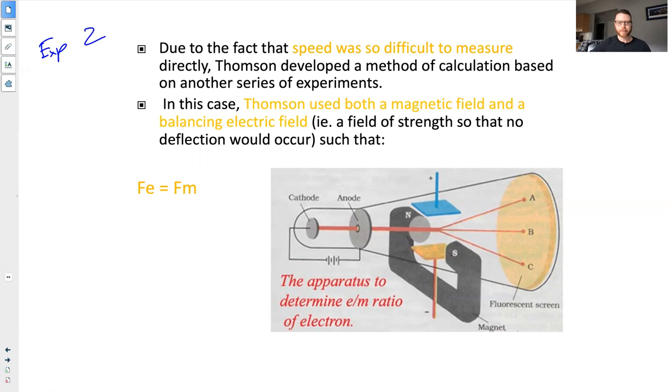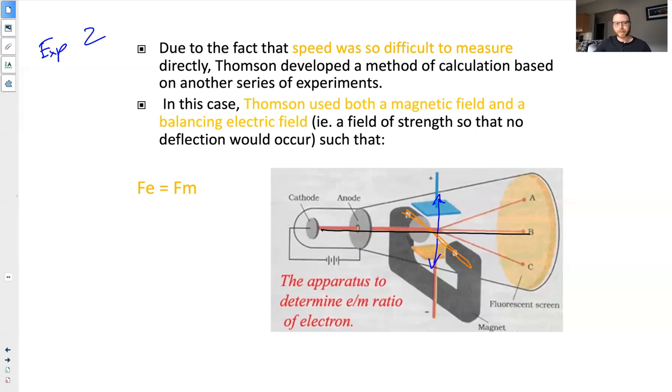He used a magnetic field and a balancing electric field. What we mean by a balancing electric field is that it was adjustable, so he could adjust the strength of the electric field. He was trying to find the ratio between the electric field strength of these plates and the magnetic field, which we see going across in our magnets. He wanted to make sure that the electrons passing through would be undeflected.